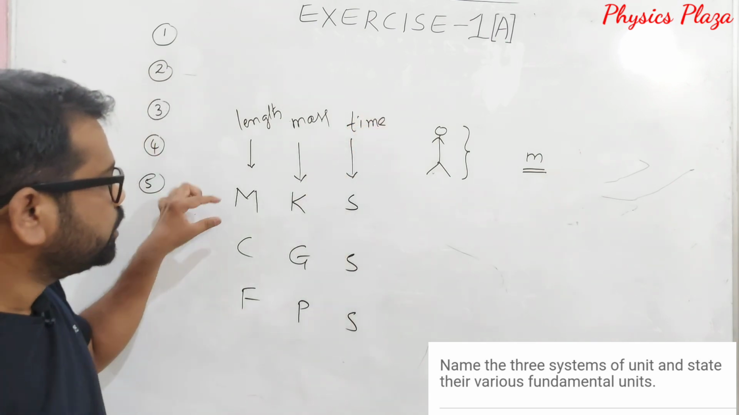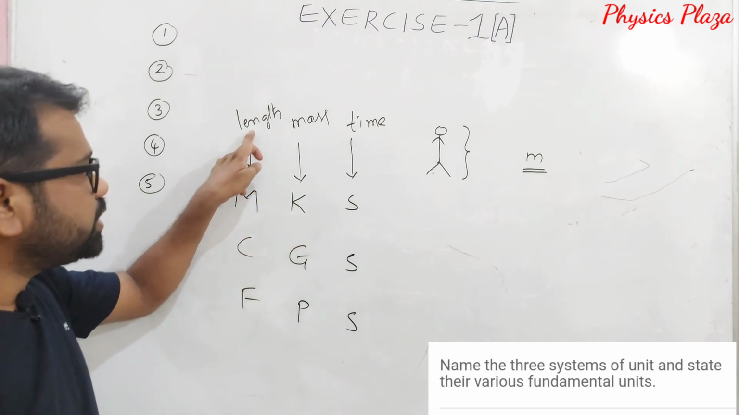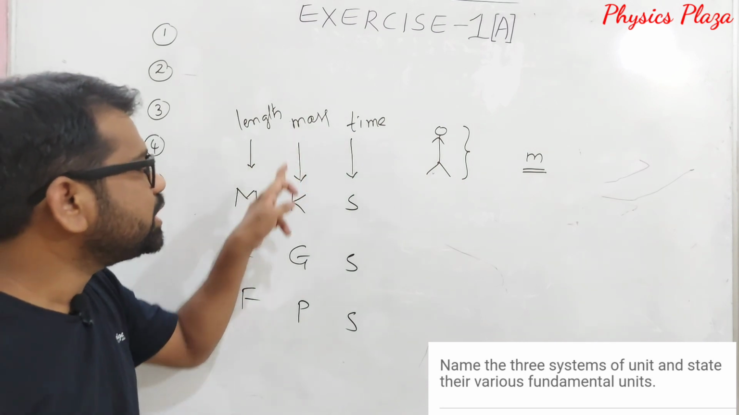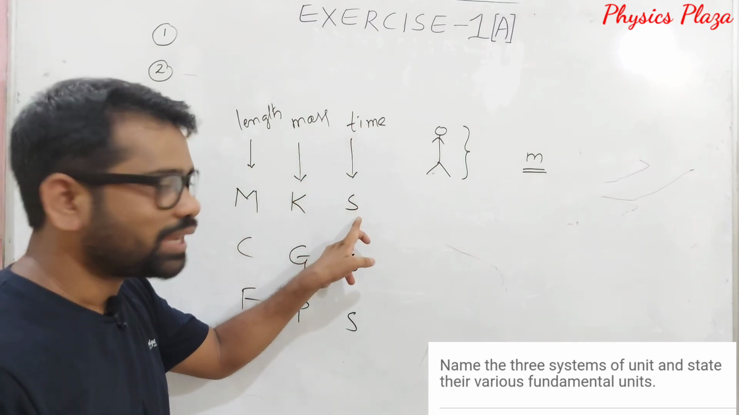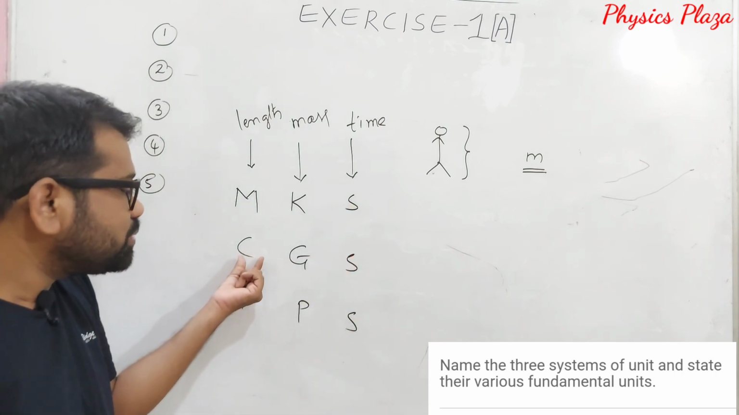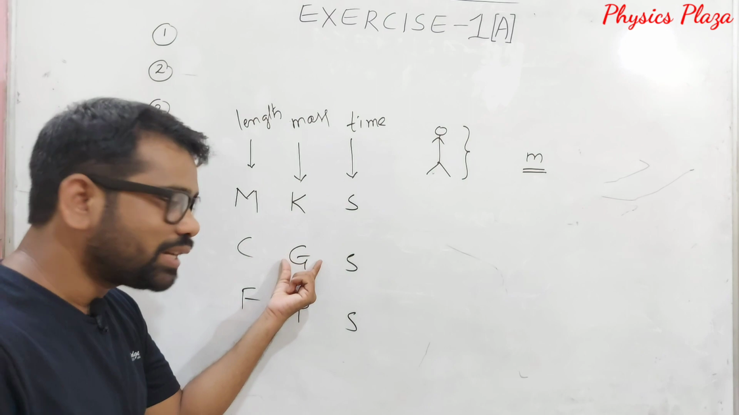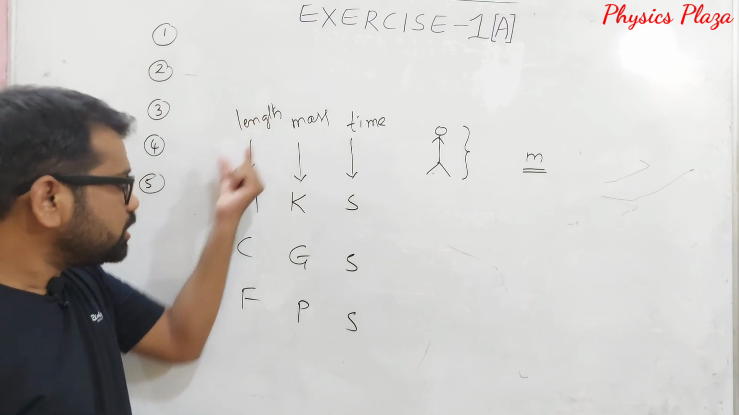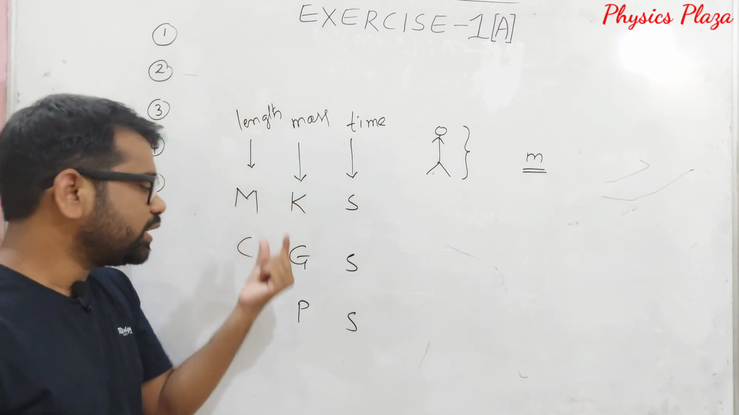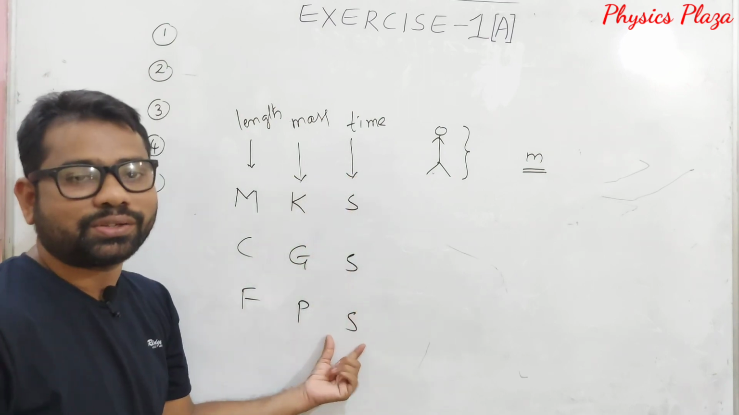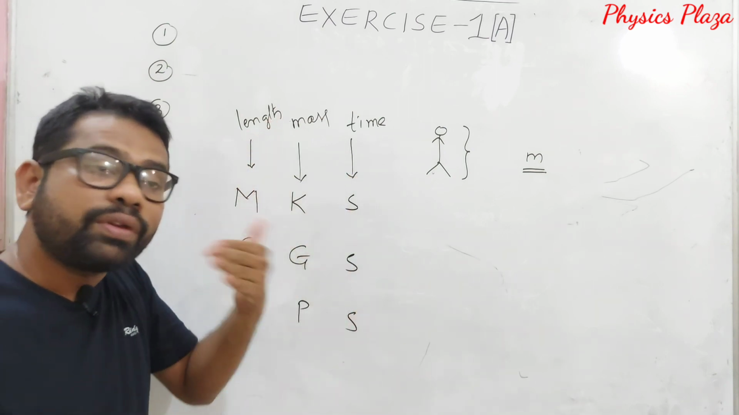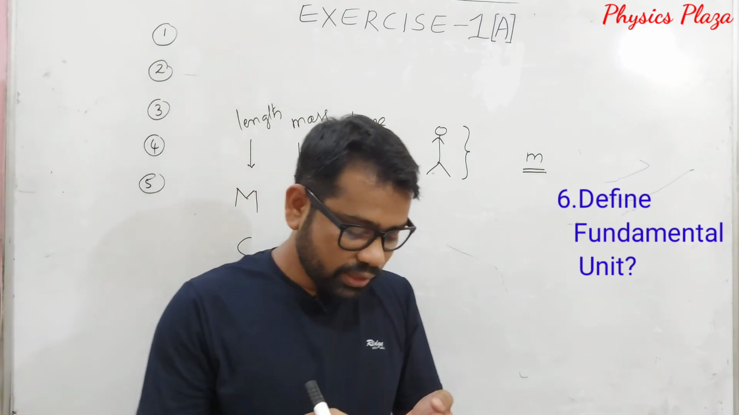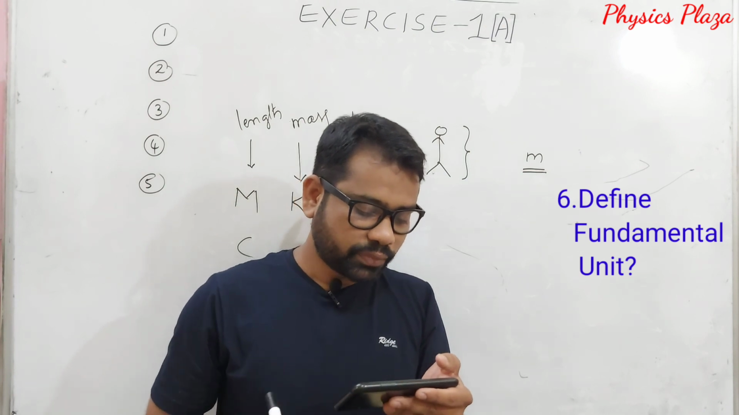So here as they asked, in MKS system, length is measured in meter, mass is measured in kilogram, time is measured in second. Whereas in CGS system, length is measured in centimeter, mass is measured in gram, time is measured in second. Whereas in FPS system, dear children, length is measured in foot and mass is measured in pound, time is measured in second. So these are the three systems of units and how we can measure length, mass, time. Okay, fine. Now moving to question number 6. Define a fundamental unit.